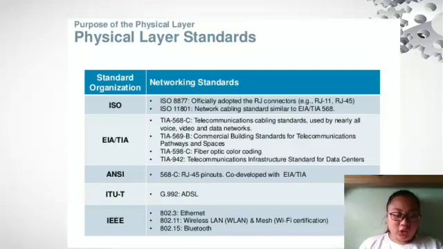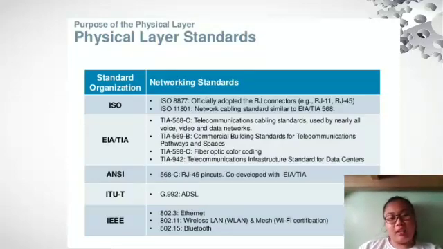Physical layer standards. Standards organizations are the ISO, EIA or TIA, ANSI, ITU-T, and IEEE. The network standard of ISO is ISO 8877, which is officially adopted for the RJ connector, the RJ45 or RJ11. ISO 11801 is the network cabling standard similar to EIA or TIA 568.